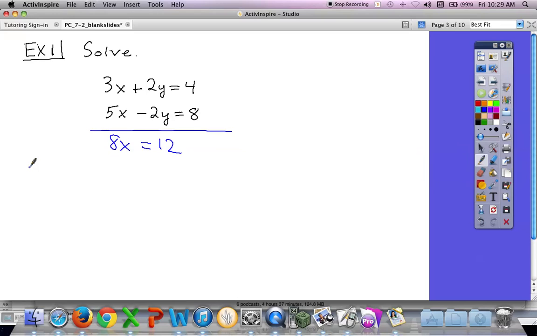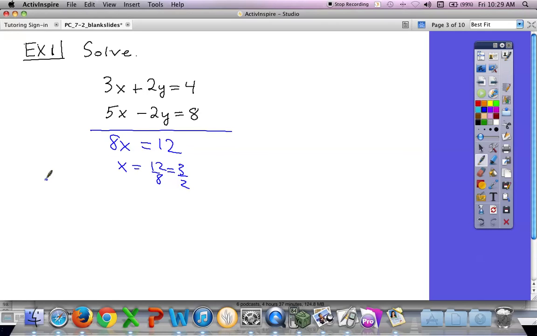So by taking that step, we eliminated the Y's. That's why it's called elimination. So now we still have to solve. X equals 12 over 8, which is 3 over 2, or 1.5, whatever you want to say.